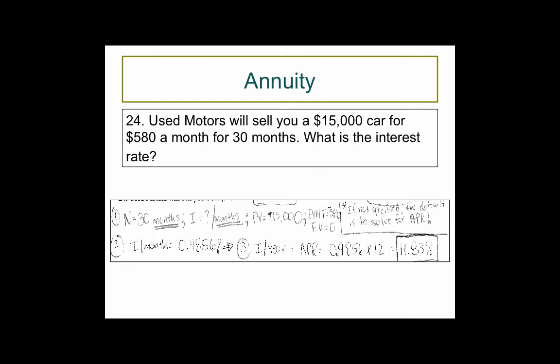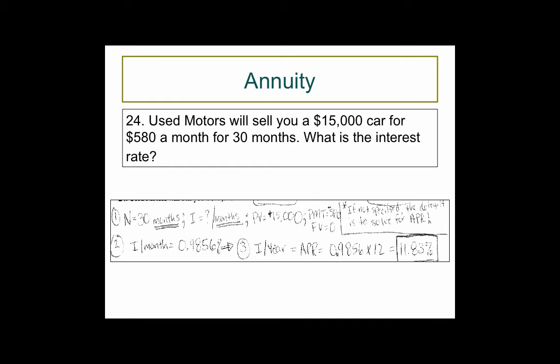All right, so let's take a look at one more of these annuity problems. Number 24, Used Motors will sell you a $15,000 car for $580 a month for 30 months. So what is the interest rate here, or is this a good deal, or whatnot? Okay, so we need to figure out, we're going to be doing this in months, okay? So N is going to be 30 for 30 months. I is going to be what we're solving for, but we're going to end up getting that in a monthly rate that we have to multiply by 12.